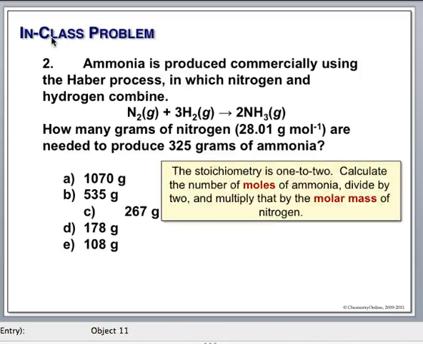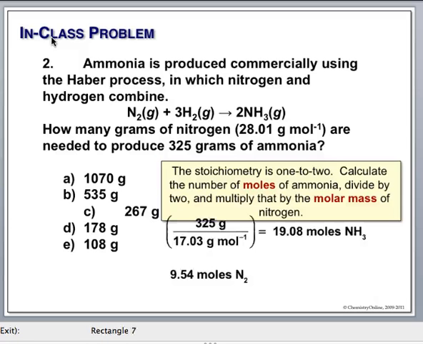Stoichiometry here is 1 to 2, right? How many moles of ammonia does this represent? Once we know how many moles of ammonia that is, it's going to take half as many moles of nitrogen. 1 mole of nitrogen gives us 2 of these. So, 328 divided by 17, we have 19 moles of ammonia. Half of that is 9.5. So we need 9.5 moles of nitrogen.